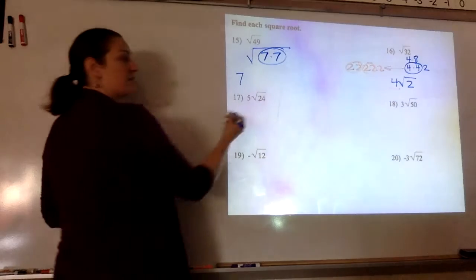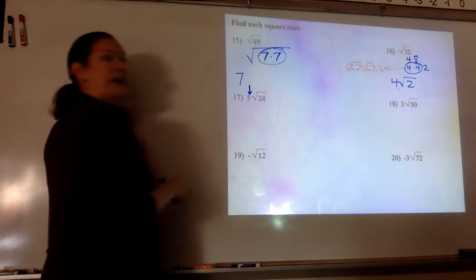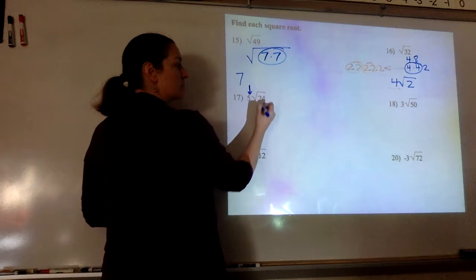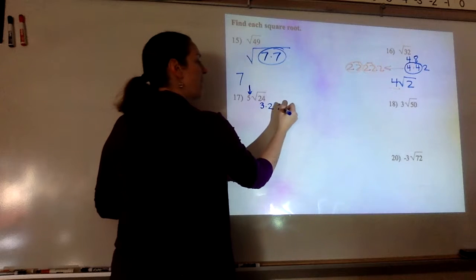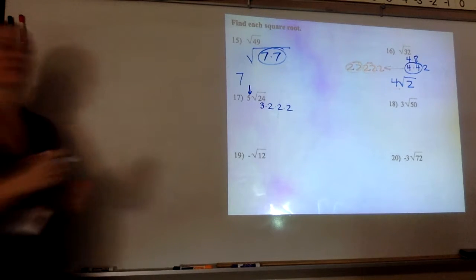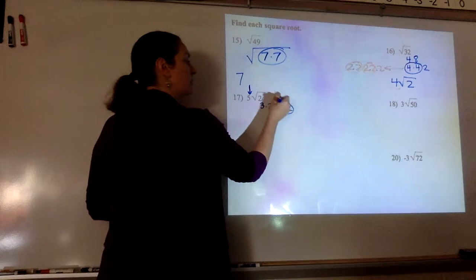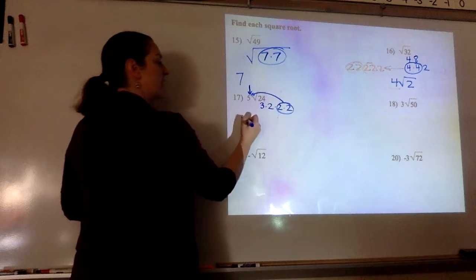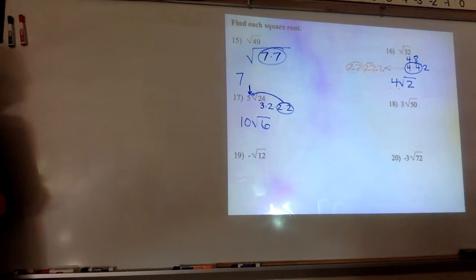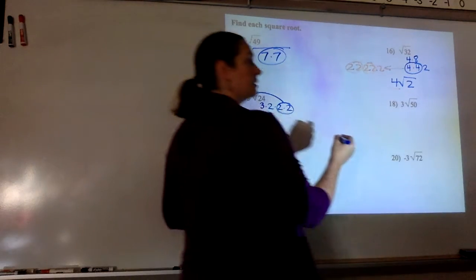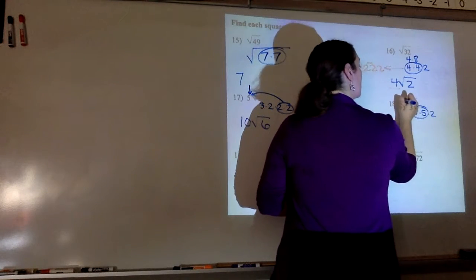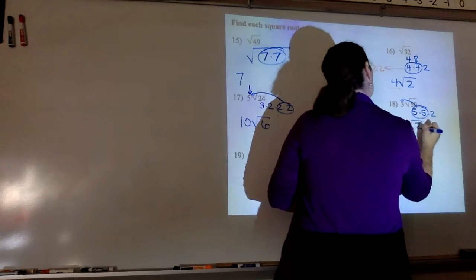All right, now, number 17, what's different here is somebody's already out of jail, so don't forget about them. 24 is 8 times 3. Do you have this broken down on the inside? Who gets out of jail? The 2, but what do I need to multiply the 2 by? 10 root 6. How about 50? 5 root 2. 5 and 2. 15 root 2 is correct.